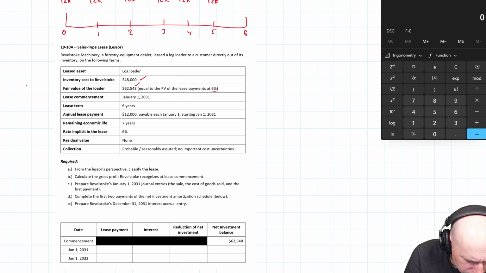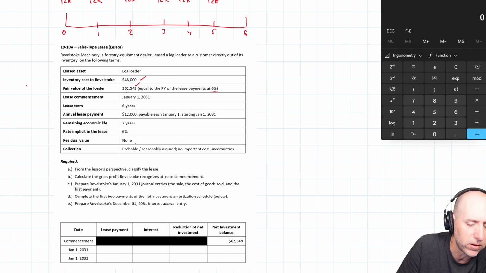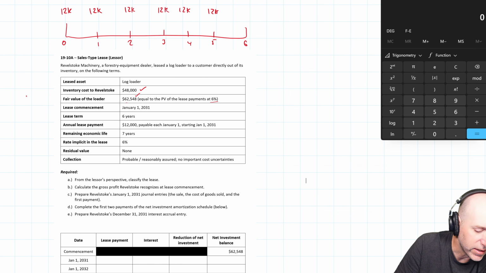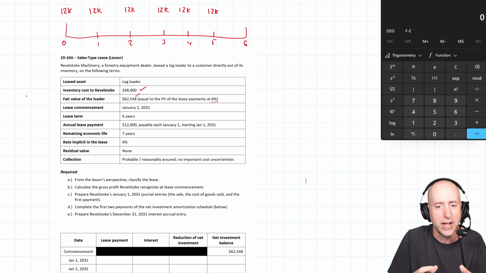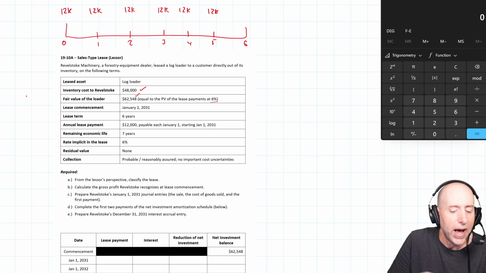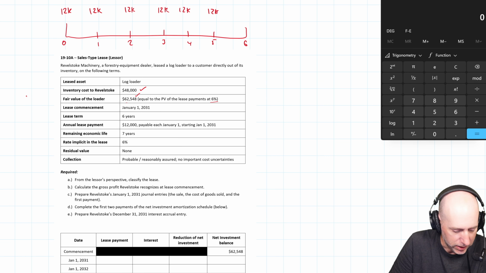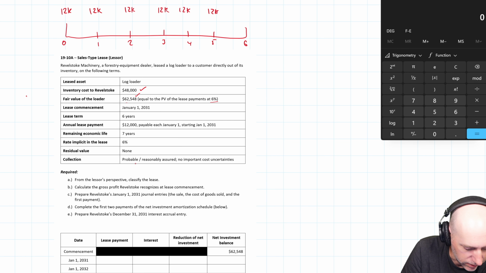Okay, 7-year remaining economic life, 6% discount rate, no residual value. That's important, right? The key element in US GAAP is that there's a guaranteed residual that pushes you over the 90%. That's what distinguishes a sales type lease from a direct finance lease. But there is no residual, so that's not going to be happening here. And collection's reasonably assured. So from the lessor's perspective, classify the lease.